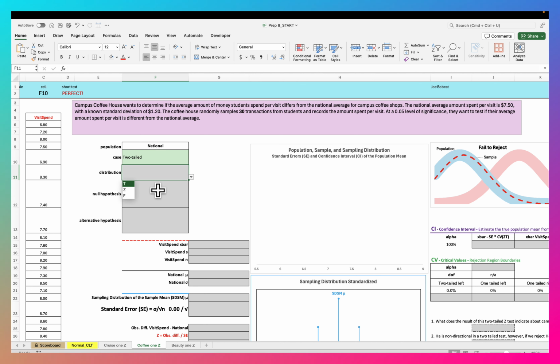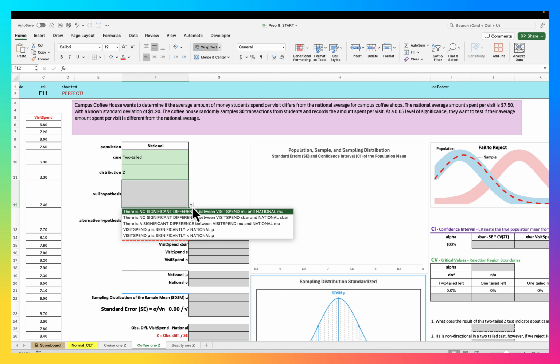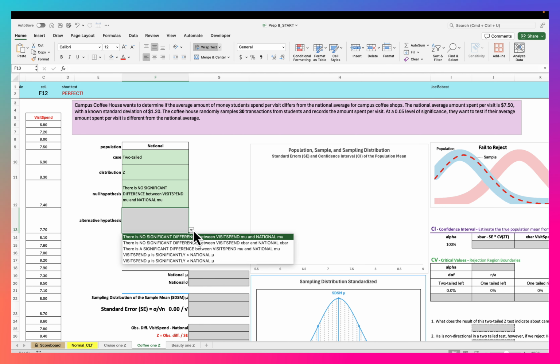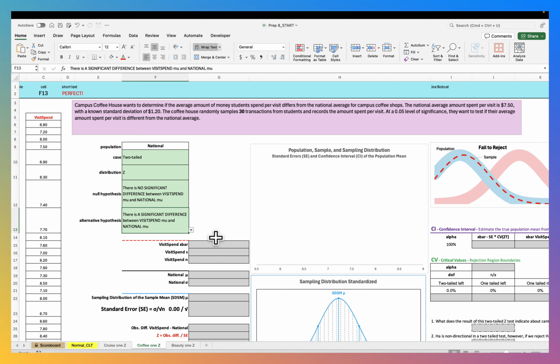The distribution is Z in this entire unit. The null hypothesis is that there's no significant difference between the visit spend and the national mu. And the alternative is that there is a significant difference, because right now we don't know which way. We don't know if we're better, we don't know if we're worse. We hope to find out.